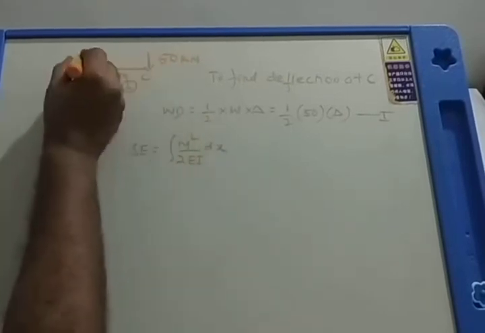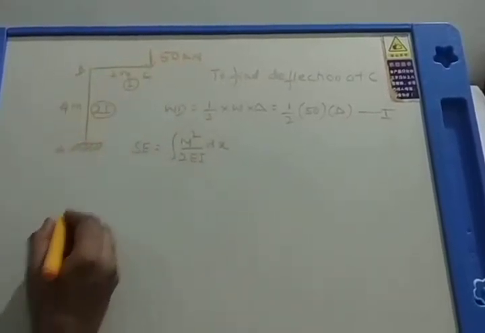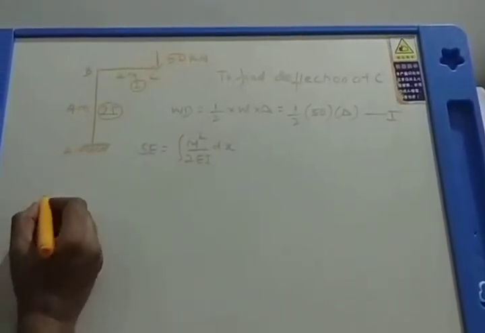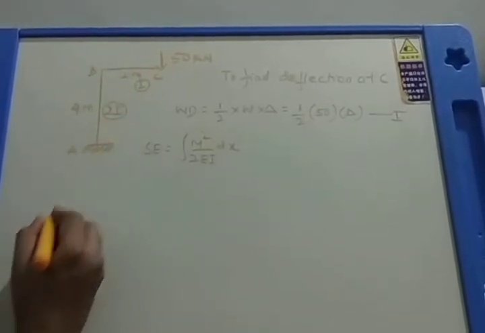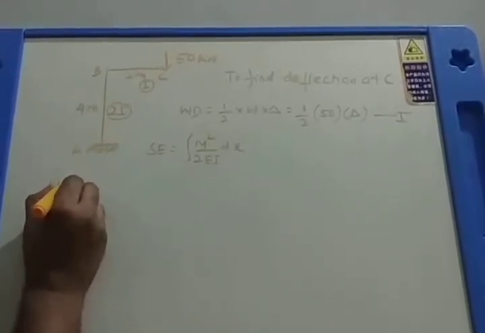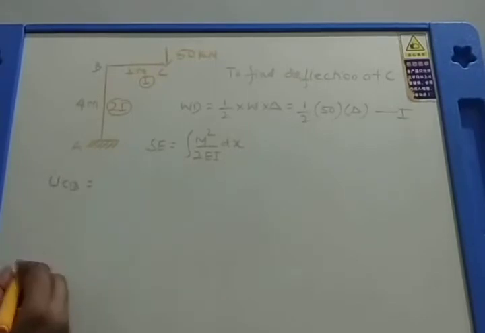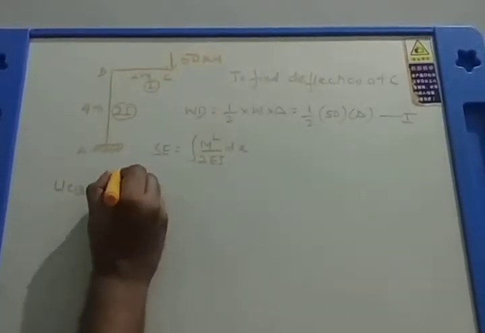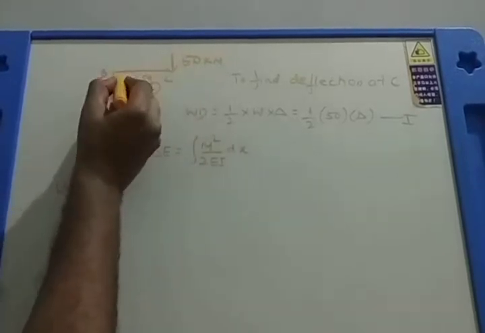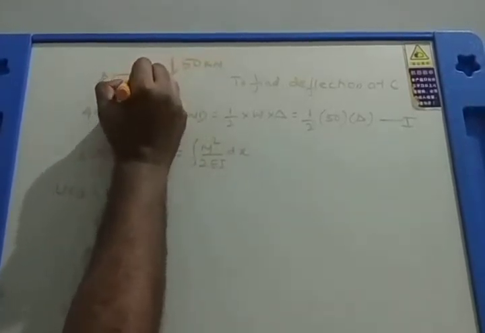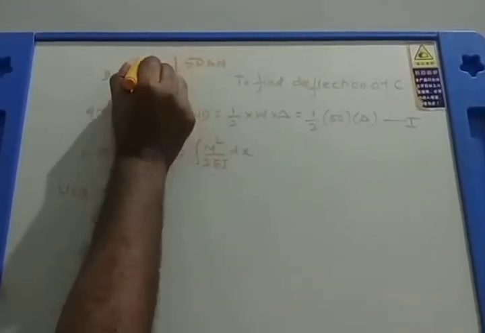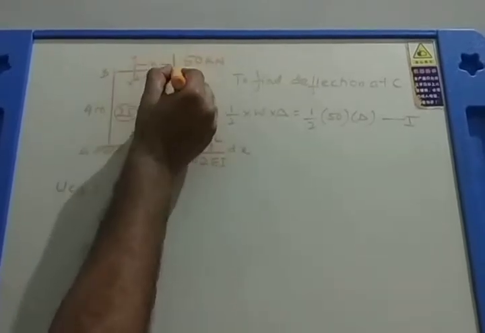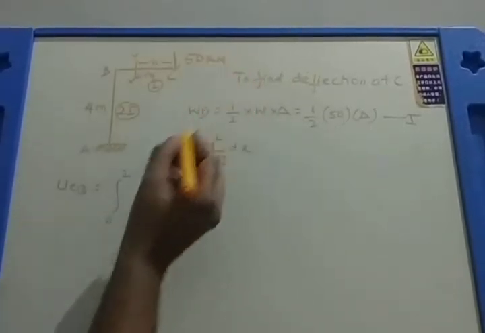Now we have two zones or two members. So we have to find out strain energy for BC and then strain energy for BA. So let us find out strain energy for first CB, UCB. UCB is equal to integration 0 to 2, because the member length is 2 meters, M square. What is bending moment? The bending moment at section XX with C as origin will be 50 into X clockwise on the right side, that is hogging.